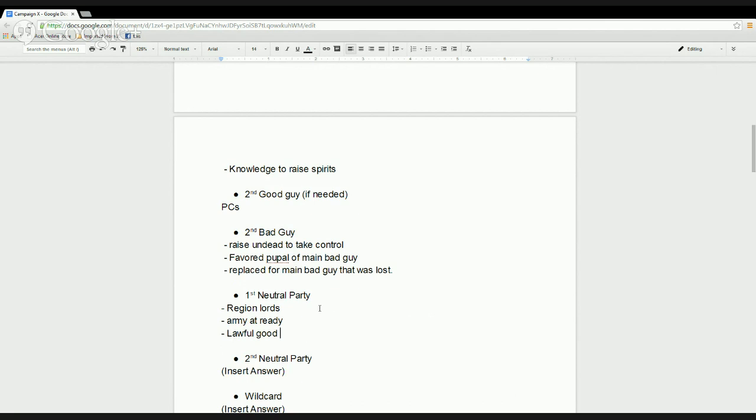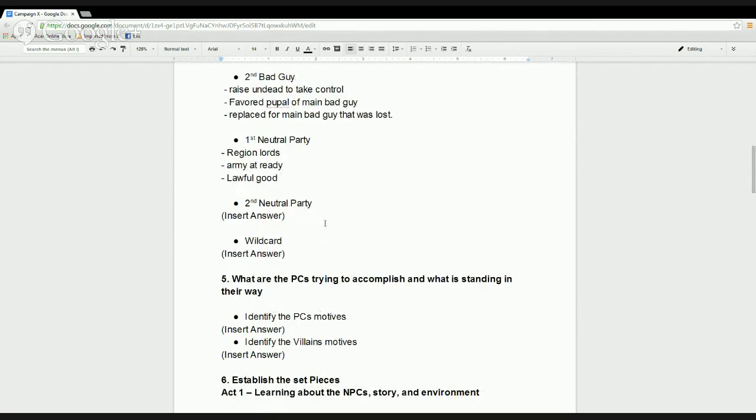If he gets whiff of what's actually going on, but I also picture him to be strongly lawful, almost a Stannis Baratheon type, although I'm not sure if everyone would call him lawful good, but in that he needs evidence, he needs to see it, but if he sees it, justice will be swift. And that's our Region Lord. That's our first neutral party. But we have a second neutral party that we need to establish.